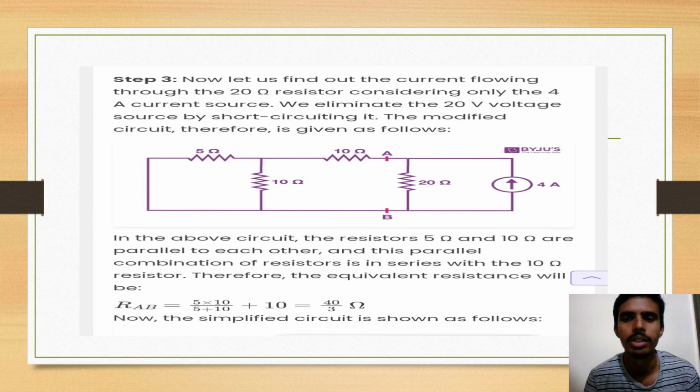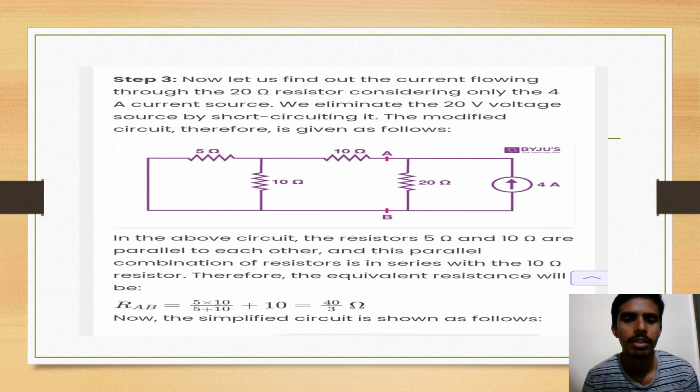Now we'll look into the third step, which is short circuiting the voltage source and making it zero and considering only the current source, which is 4 amps. We'll first reduce all the resistors into one resistance in parallel to the current source so that we can easily find it. The three resistances we need to consider first are the 5 ohm, 10 ohm and 10 ohm.